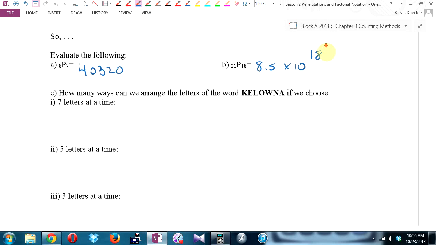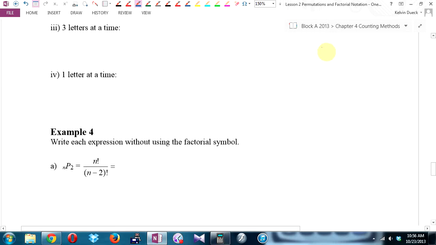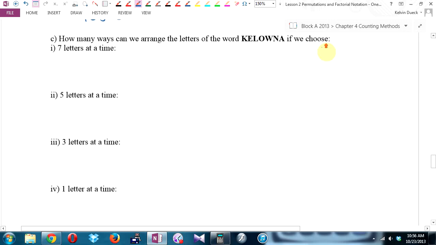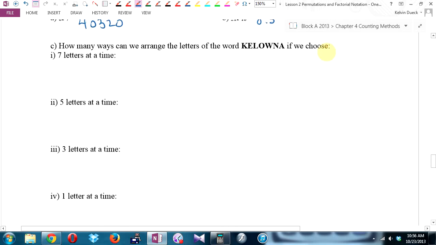And we're going to finish off with C. We're not going to get to solving. That's going to be when we come back on Monday. So C. How many different ways can we arrange the letters of the word Kelowna? Double check how many letters in the word Kelowna? 7? Are they 7 or 6? 7. Are they all different? Okay. If they're not, our method no longer works. If we have the same letter showing up more than once, we'll get to that another day.